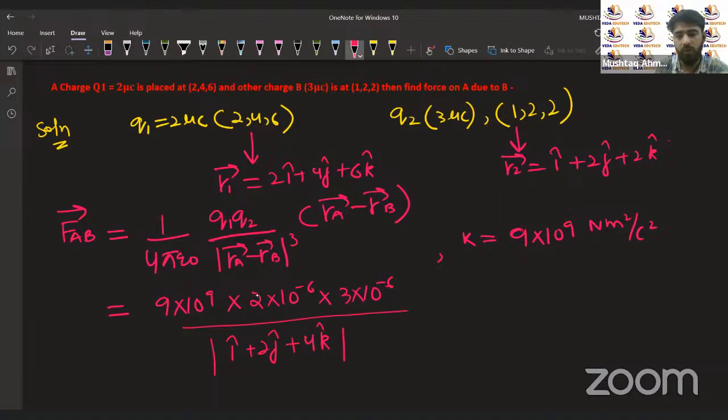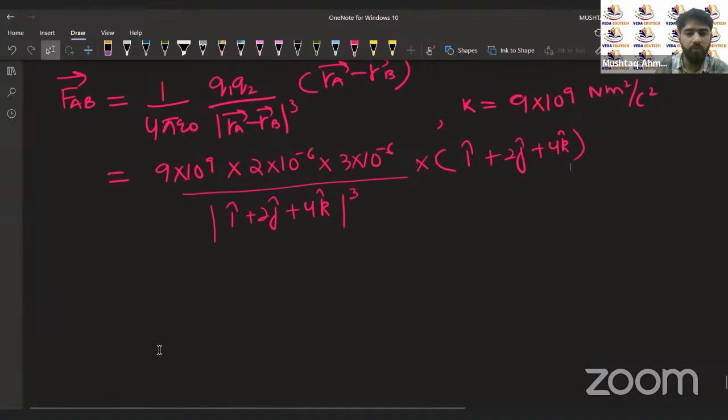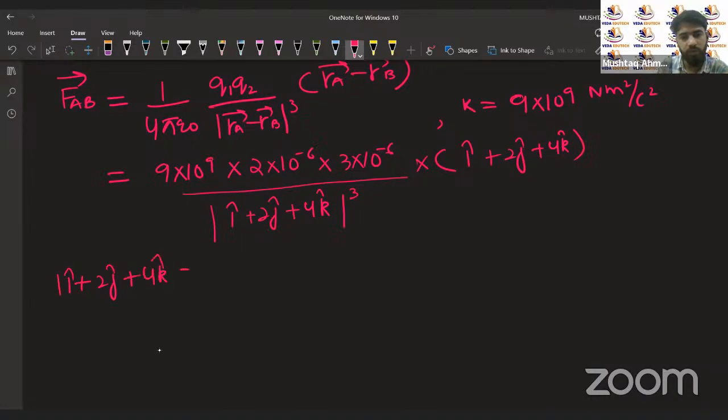We'll calculate the modulus cube of this vector, i cap plus 2j cap plus 4k cap. The magnitude of this vector is the square root of 1 square plus 2 square plus 4 square, that's 1 plus 4 plus 16, which is 21, so the square root of 21.